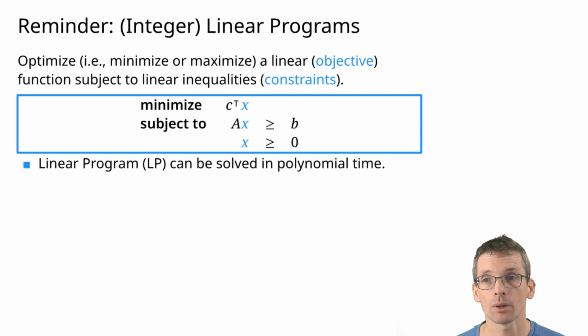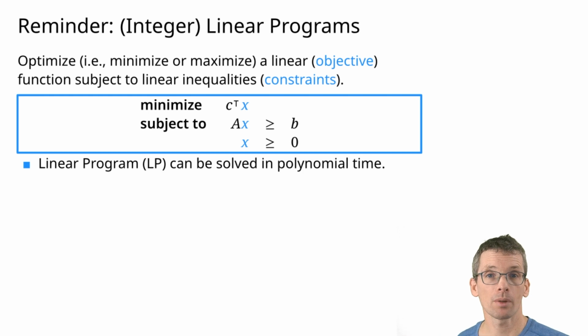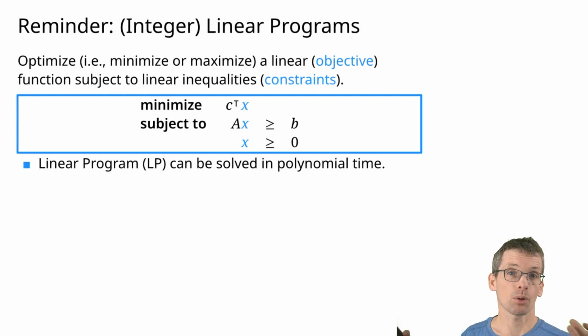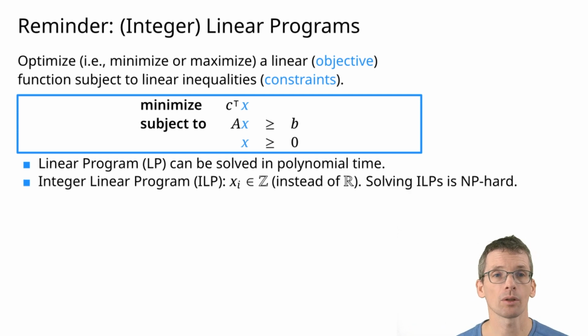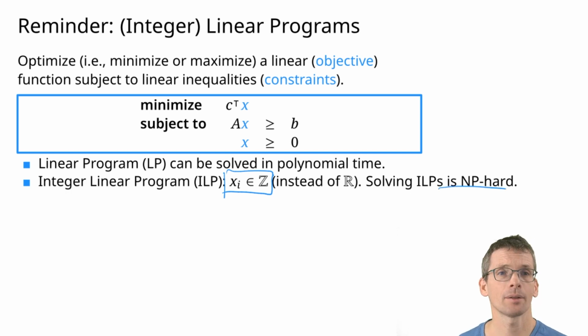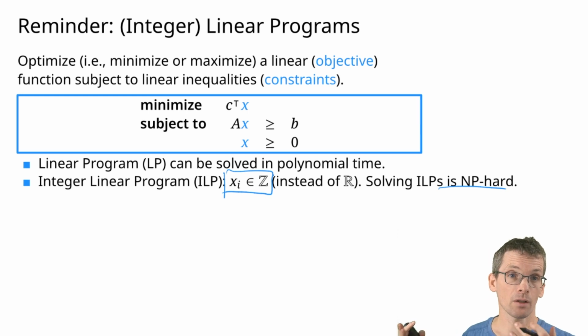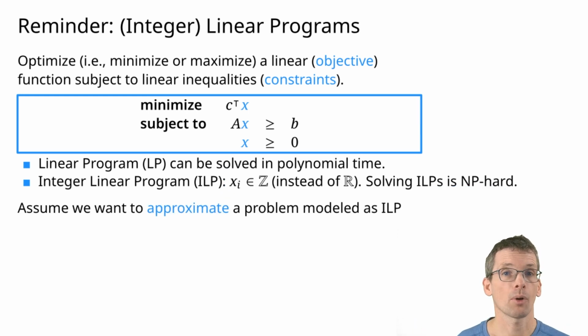And for that, it's important to know that we can solve those in polynomial time, meaning that if we can model a problem as a linear program, we immediately get a polynomial time algorithm. Unfortunately, many problems we cannot model as a linear program, but as an integer linear program. So the only difference here is that we're assuming that our variables are integers. Now this problem is NP hard, and therefore, if we can model a problem as an integer linear program, we don't directly get an efficient algorithm, but we want to approximate.